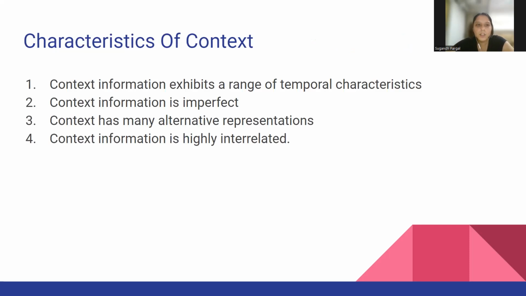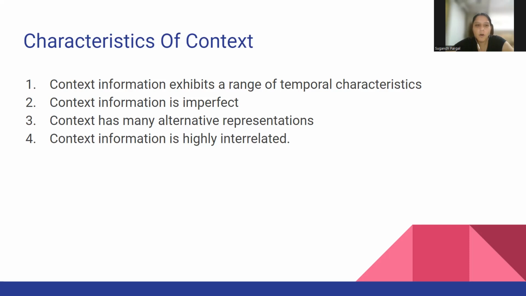Let us discuss further the characteristics of the context. First, context information exhibits a range of temporal characteristics, as in, with time, the context of the individual changes. It varies with time. The context information is also imperfect. It is not exactly the same for all users, or even for an individual user, the context information keeps on varying. So it is imperfect.